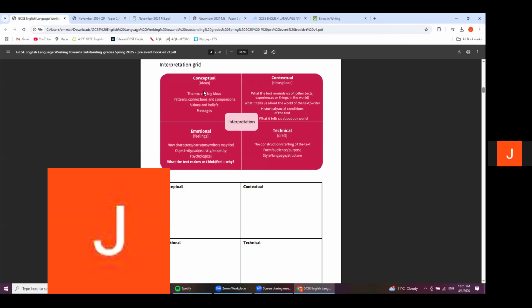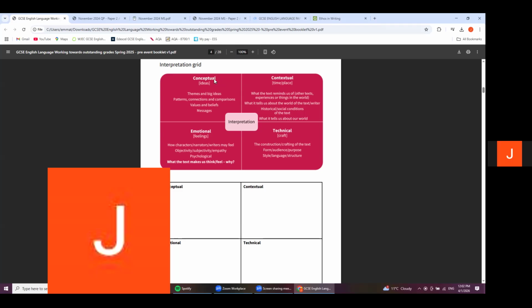What it is, it's a quadrant, a grid of specific areas that we need to think about when we're analysing a text. Say we have a quote and we're thinking, well, what do I need to comment on? How do I need to think about this quote and what do I need to say? So we can break it down into four areas.